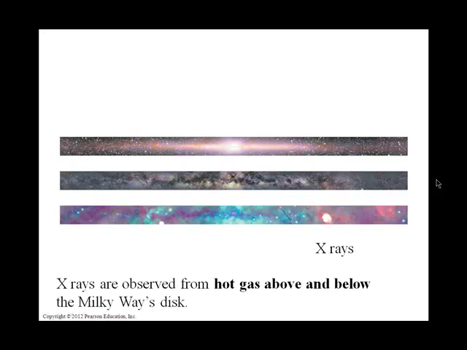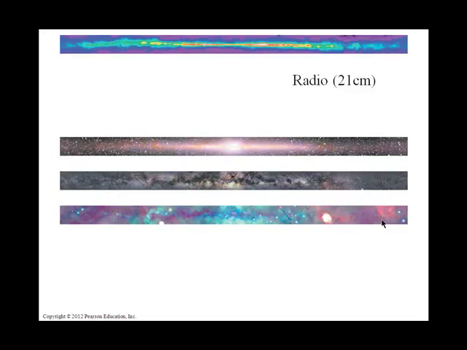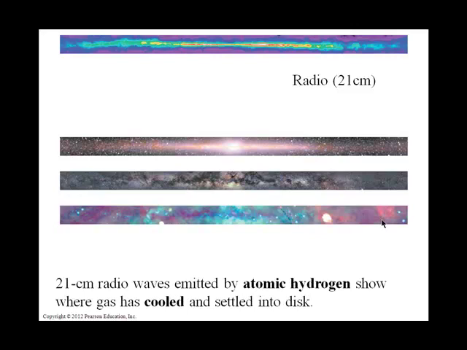Now notice I've added down here what the Milky Way, or the disk of our galaxy, looks like in X-rays. This would be shorter than visible. This is what our galaxy looks like in radio at the 21 centimeter line.